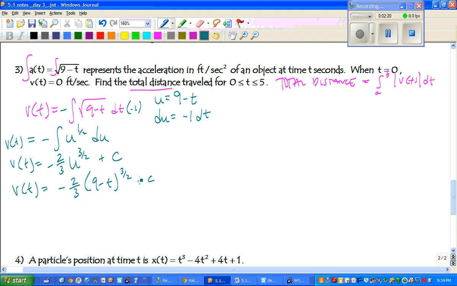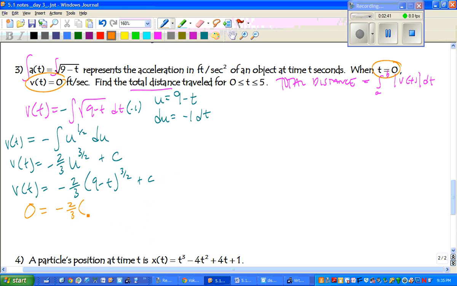Well, that whole plus c thing's not going to help us much. We need the actual exact velocity equation. But they do give us a little bit more information. They tell us that when t is 0, velocity is 0. So if we put 0 in for t, we get 0 out for the velocity. That's going to allow us to find c.